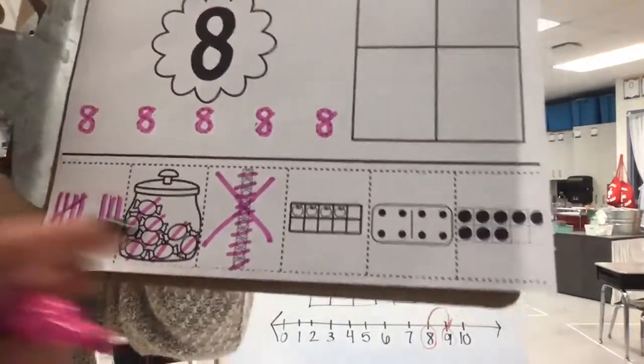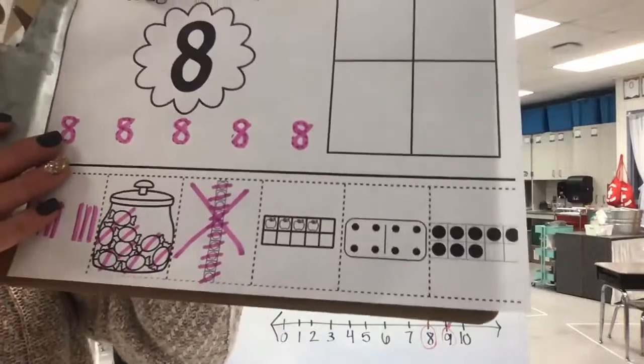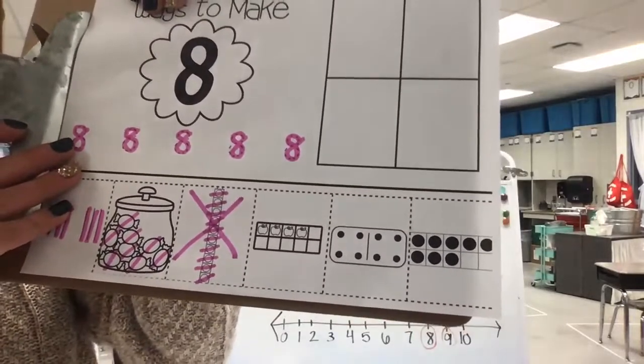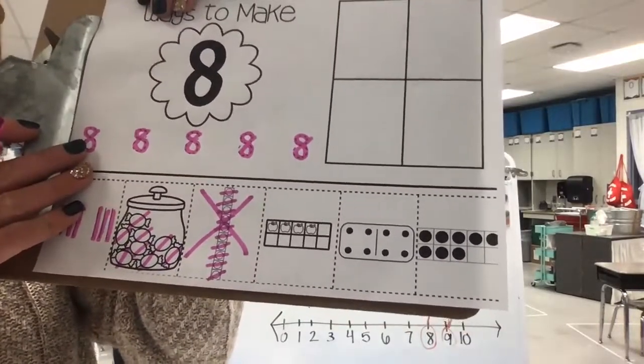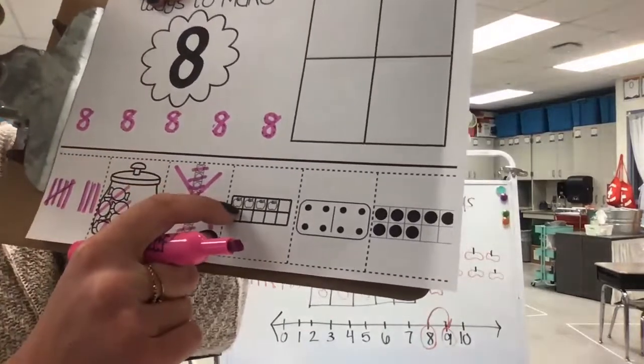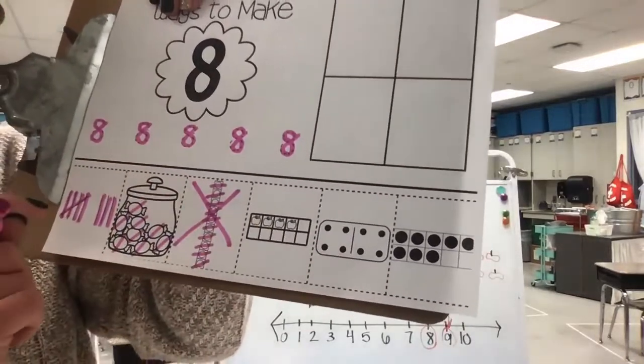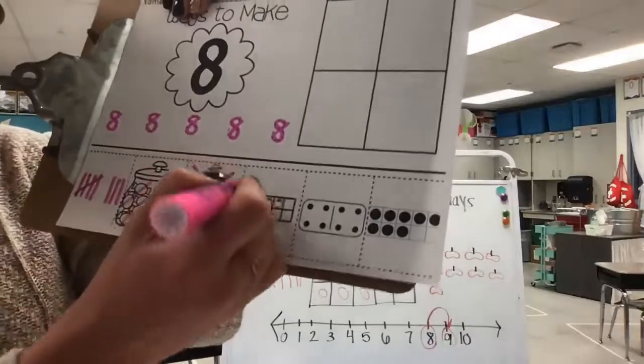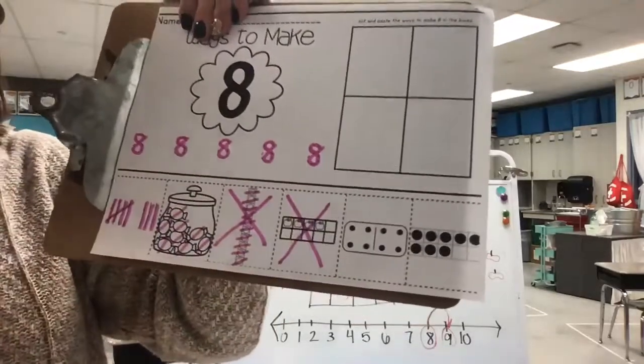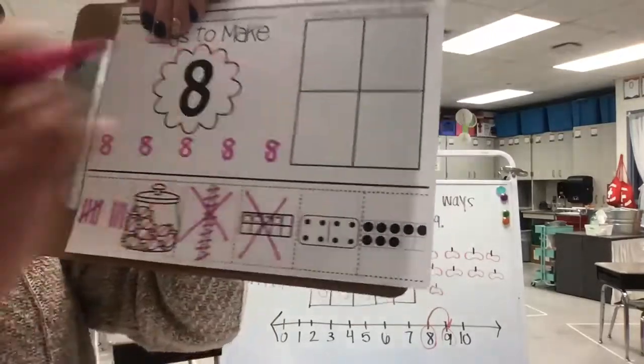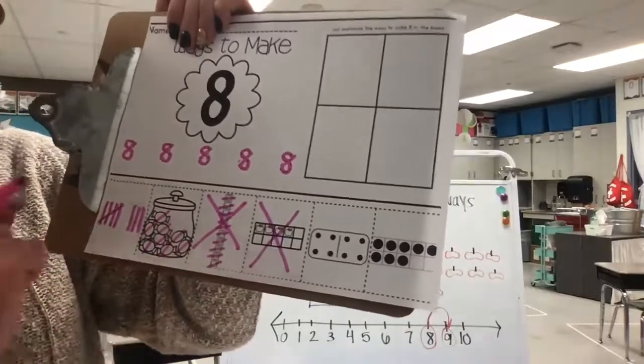Now let's look at our 10 frame. We want to see if there are 10 apples inside of there. Ooh, right away though, we can subitize and see that across the top there's 1, 2, 3, 4. So this is another one that gets an X because we're not going to show 8 using that 10 frame.